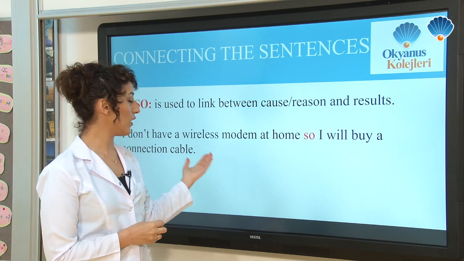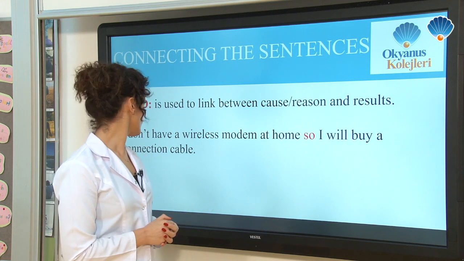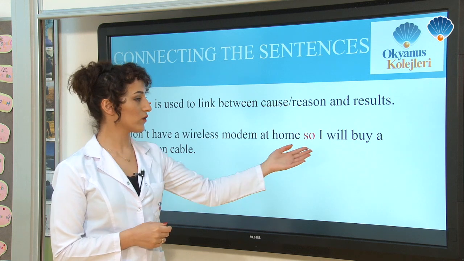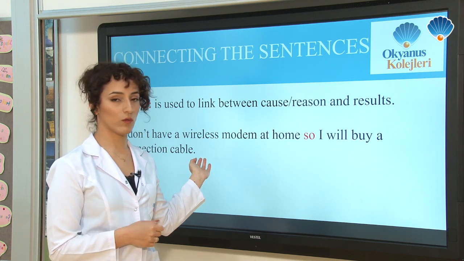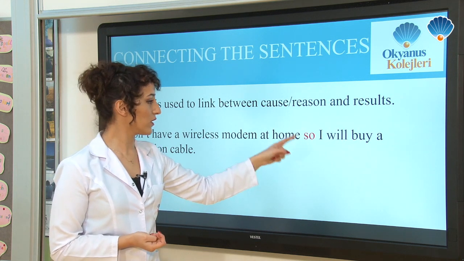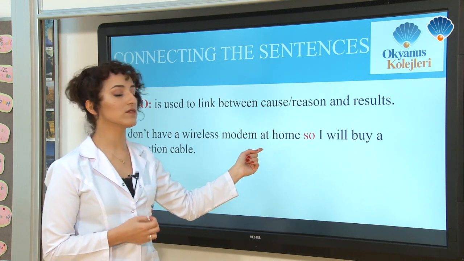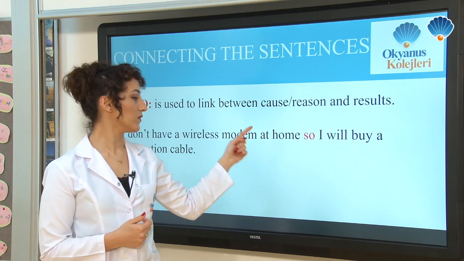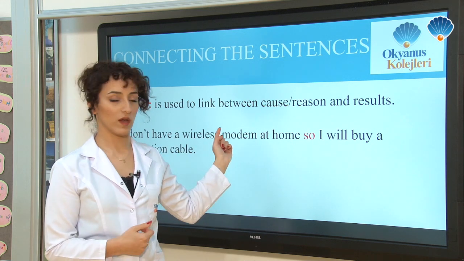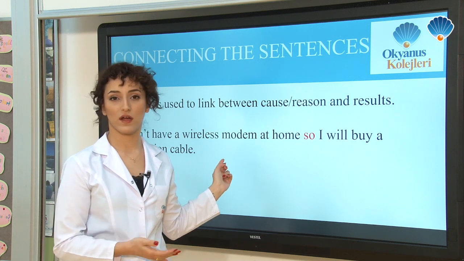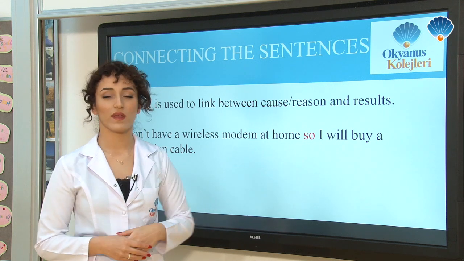I don't have a wireless modem at home, so I will buy a connection cable. So why am I going to buy a connection cable? Why do I have to do that? Because there is a reason to do that. I don't have a wireless modem at home. This is my reason. What is my result? I will buy a connection cable. I decided to do that as a result.